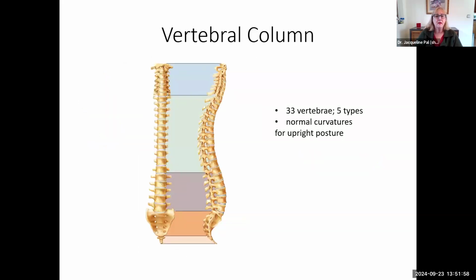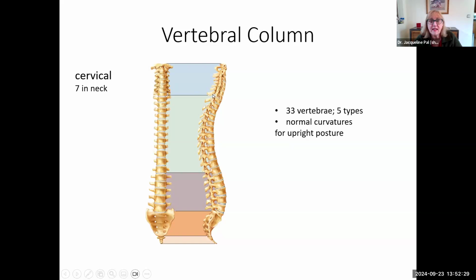All right. So continuing down lower, we move to the vertebral column where we have 33 different bones that attach to each other, and they're divided into 5 different types. And notice we have normal curvatures, and this is because we have an upright posture. So when we look at the 5 different types up here in the neck area, these are called the cervical vertebrae, and we have 7 of those.